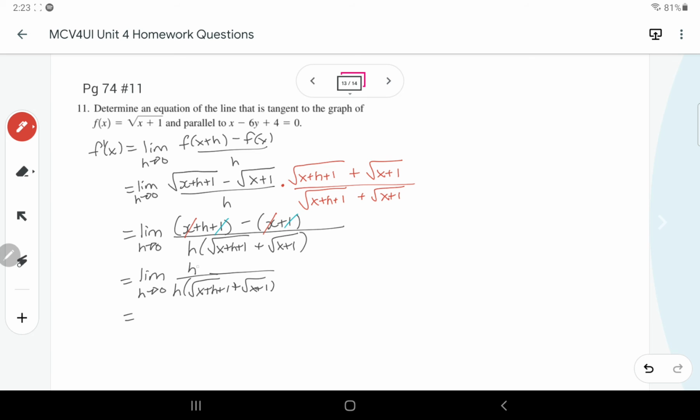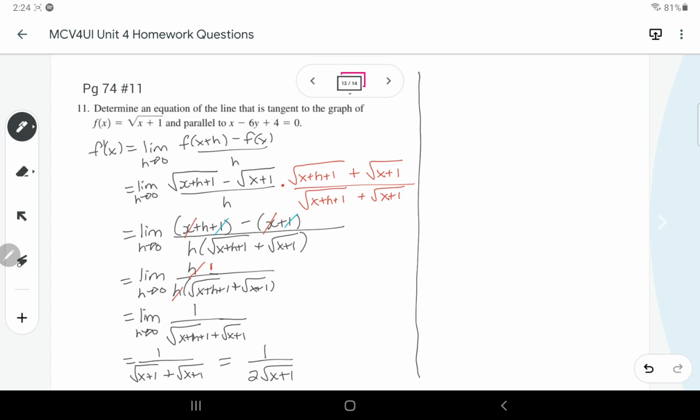Now I can reduce the h's top and bottom. That's always our goal, right? We want to get rid of that indeterminate limit. So we've got the limit as h approaches 0 of 1 over the square root of x plus h plus 1 plus the square root of x plus 1. And now I can drop the limit notation. That's the square root of x plus 1 plus the square root of x plus 1 when h is 0. So it's 1 over 2 times the square root of x plus 1.